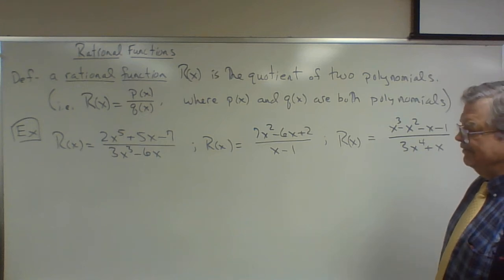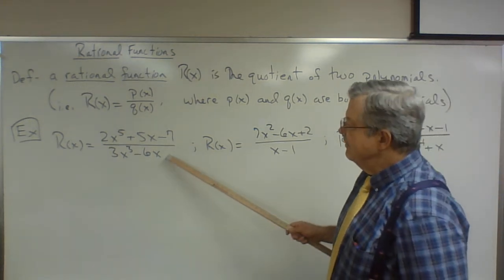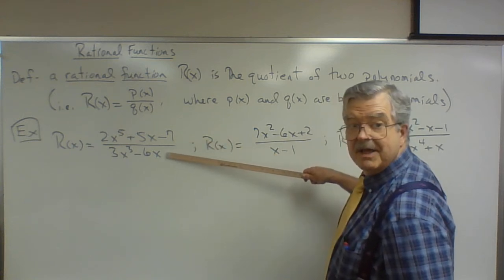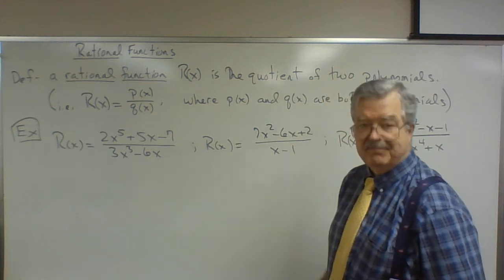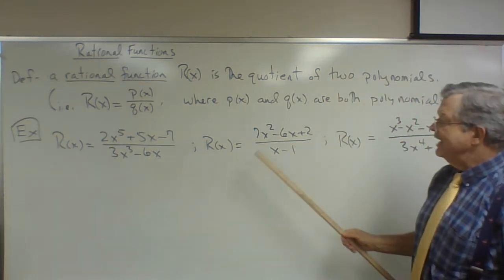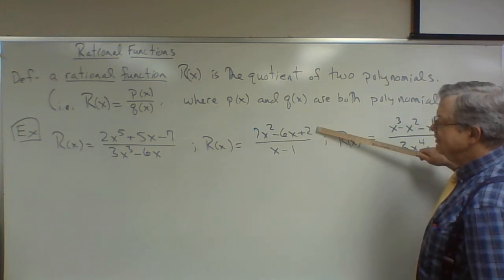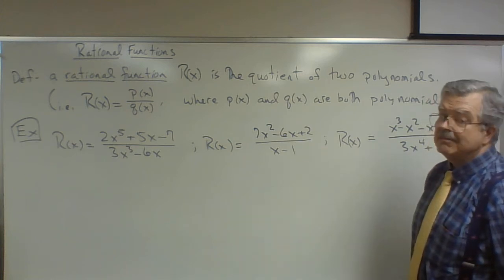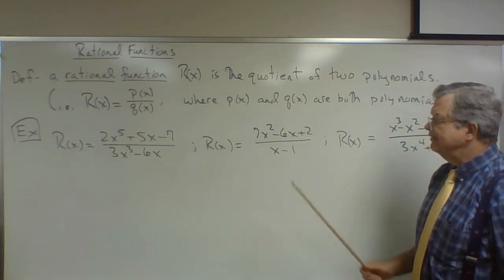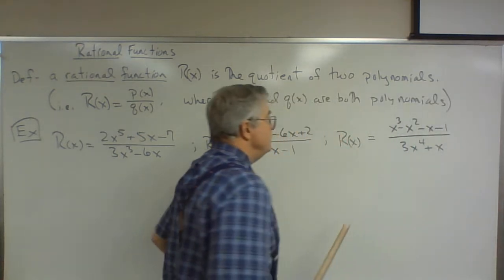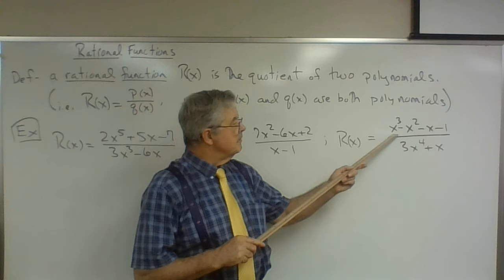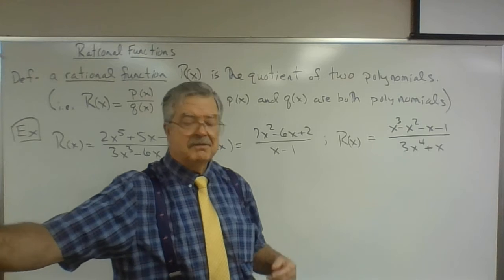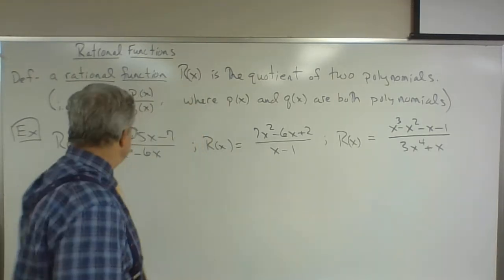So let's look at some examples. The first example, the numerator is a polynomial, the denominator is a polynomial. Check, it's a rational function. The second example, the numerator is a polynomial, the denominator is a polynomial. Check, it's a rational function. In the third example, yes, the numerator is a polynomial, the denominator is a polynomial. Check, it's a rational function.